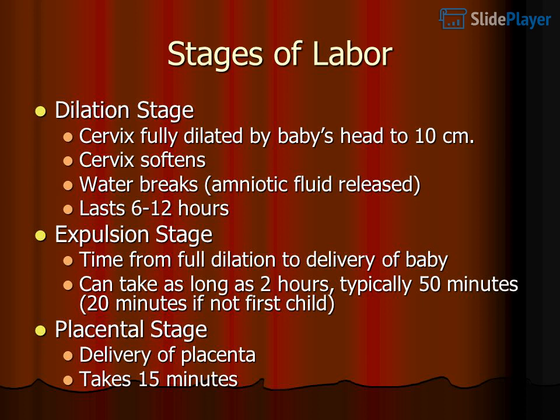Stages of labor: dilation stage, expulsion stage, placental stage. Dilation: the cervix is fully dilated by the baby's head to 10 centimeters. Cervix softens. Water breaks, amniotic fluid released. Lasts 6 to 12 hours. Expulsion stage: time from full dilation to delivery of the baby can take as long as 2 hours, typically 15 minutes, 20 minutes if not the first child.